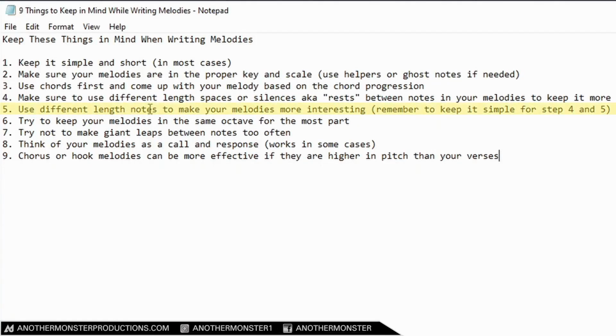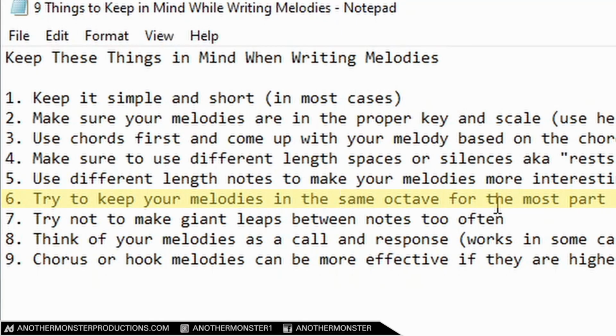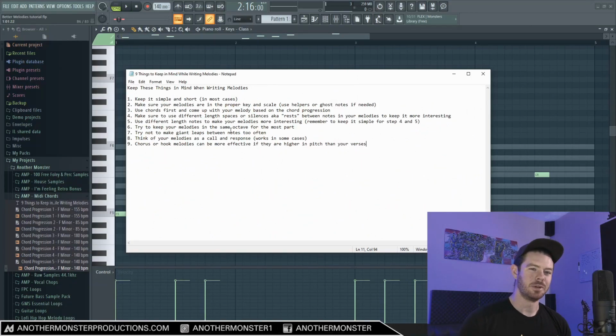Use different length notes to make your melodies more interesting. This is sort of the same thing as step 4. It's just using notes instead of spaces. We didn't really do that in this tutorial, but it's something that I urge you to experiment with when coming up with your own melodies. Try to keep your melodies in the same octave for the most part. We talked about that. That's not necessarily a rule. It's just a guideline to help you out while you're doing this.